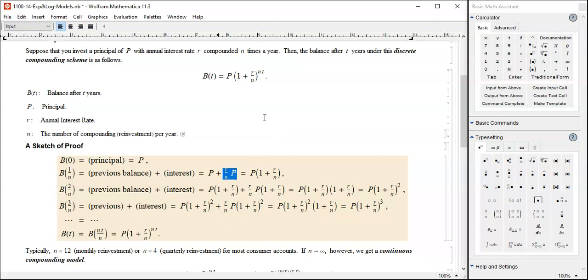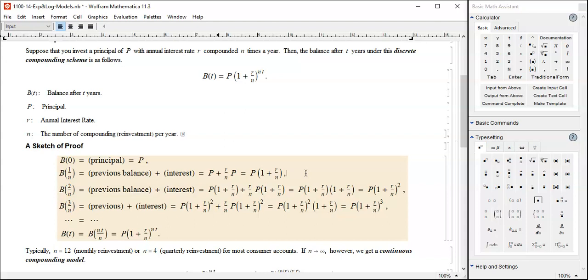And then let's use mathematics. Factor P out, and what do you get? We have P times this parenthesis, 1 plus r over n, multiplied there. And please remember this multiplication because this is going to be a recurring theme.